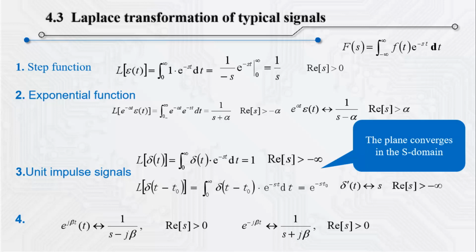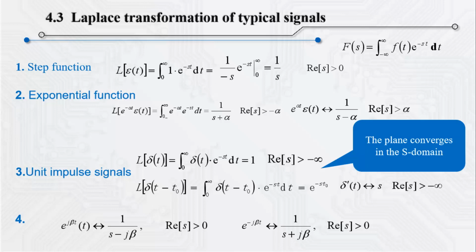That is, negative infinity to positive infinity. The Laplace transformation of delta t minus t0 can be obtained by the same formula. Its value is e to the power of negative s t0. The convergence domain is also from negative to positive infinity. Similarly, the Laplace transformation of the impulse signal derivative can also be sought. The value for the derivative of delta t is s.